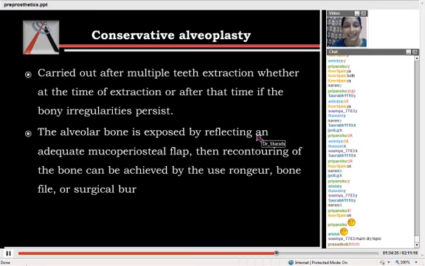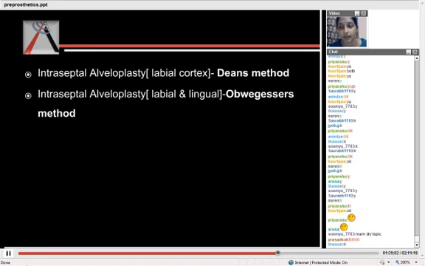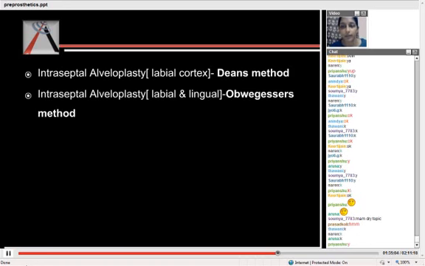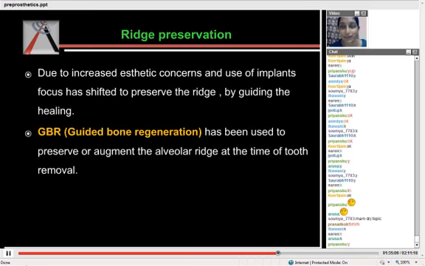Conservative alveoloplasty is carried out after multiple teeth extraction. Okay? The alveolar bone is exposed by reflecting an adequate mucoperiosteal flap. Recontouring of the bone can be achieved by using rongeur. So this is basically very, very conservative. How much ever is needed. If you have a bony spicule, just attend to the spicule. If you are having prominence, just smoothen out the prominence. File it out. That's all. As conservative as possible. The word itself tells you that. Okay? So this you remember, right? This is the main two things because you have names in it. So try and remember that.